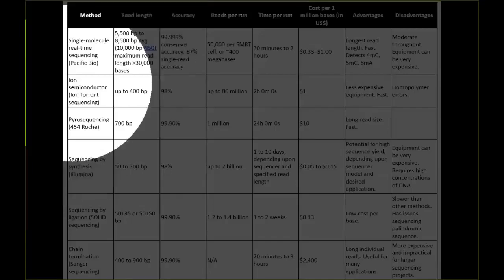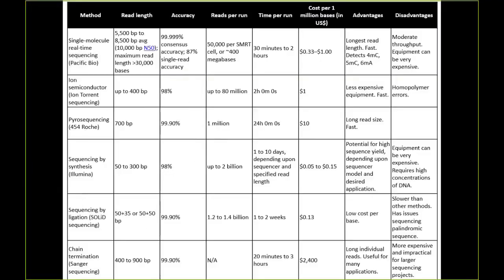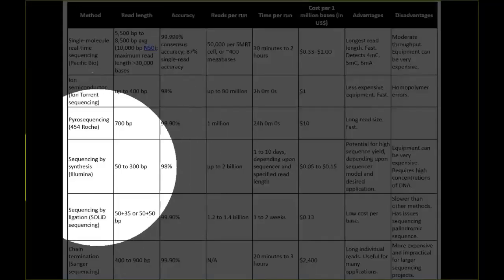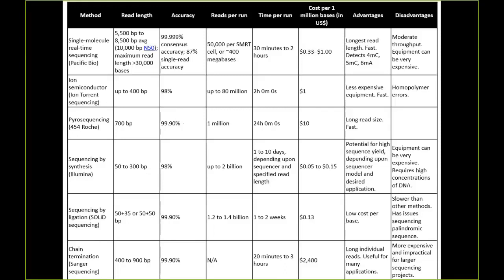All right, next up, pyrosequencing. Not going to go into detail on this one. Pyrosequencing, I just don't see people doing that anymore. But you can see here it has its own properties. Sequencing by synthesis. That's Illumina. That's probably going to cover 90+% of people's sequencing applications.